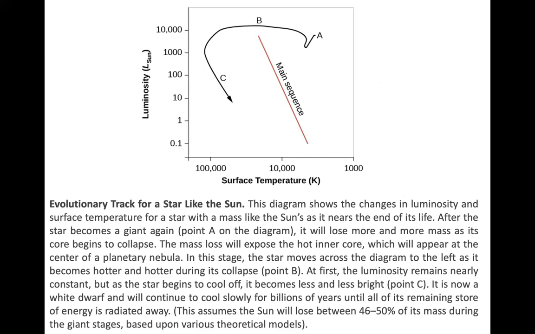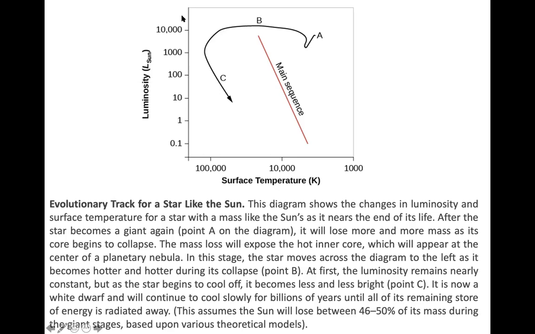As you see here, if you look at our sun-like star, because the sun will become a white dwarf one day because it's a low mass star. The diagram here shows the changes in the luminosity and the surface temperature for a star with a mass like the sun as it's near the end of its life. Right? I am just reading the caption here, which will give you a lot of details.